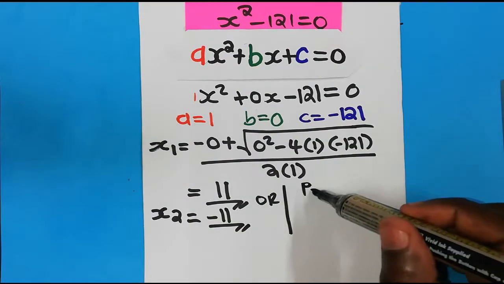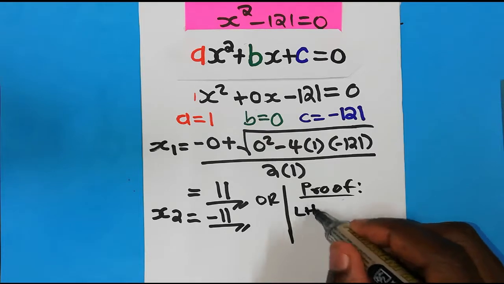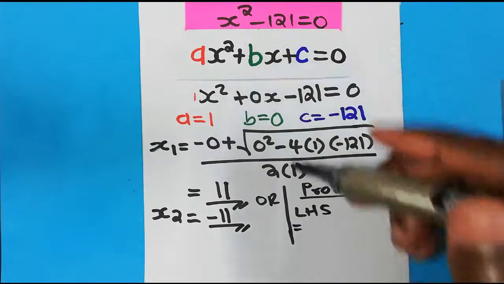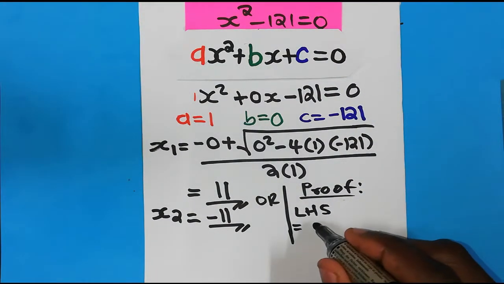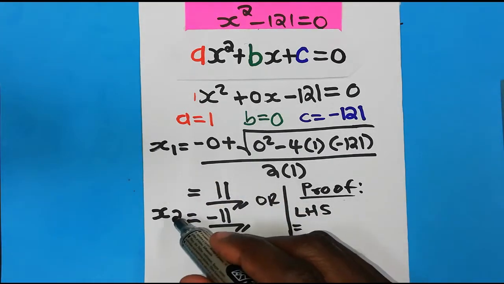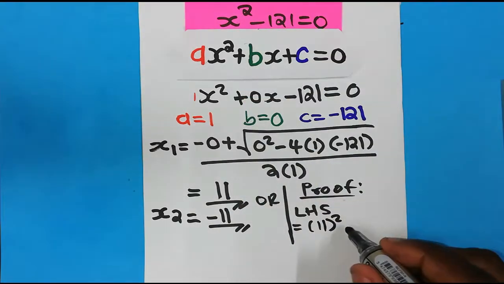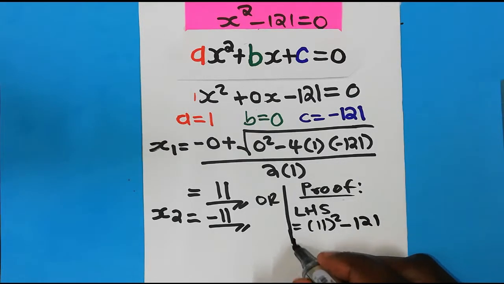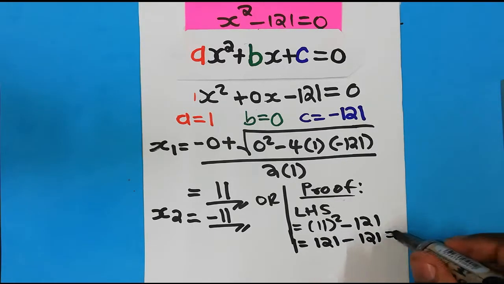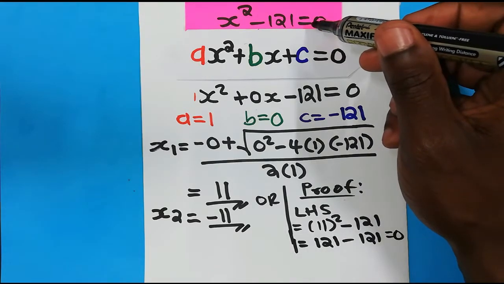So here's the proof. Left-hand side, what do we have on the left-hand side? We have x squared minus 121. All right, so we're going to replace that with any of the values of x. So let's put 11 squared minus 121. So the answer will be 121 minus 121, which is 0. So that 0 is the same as the one that is on the right-hand side. So this means that we have done the correct thing.